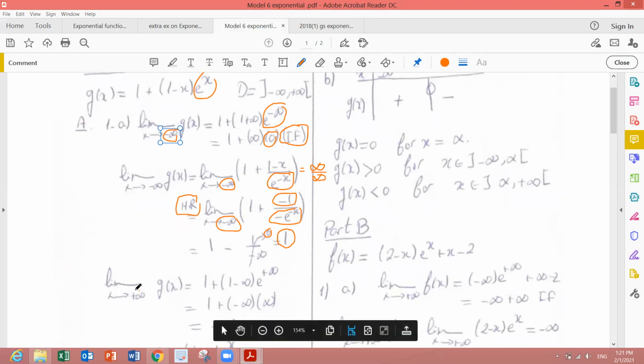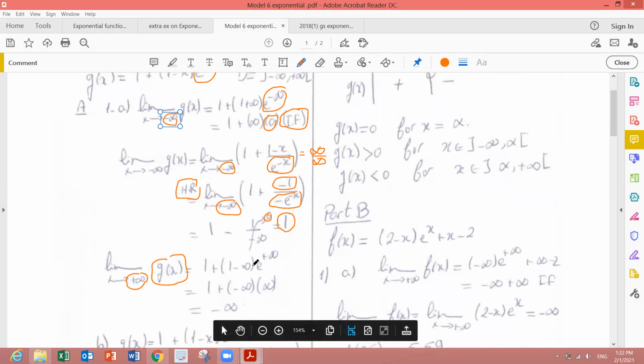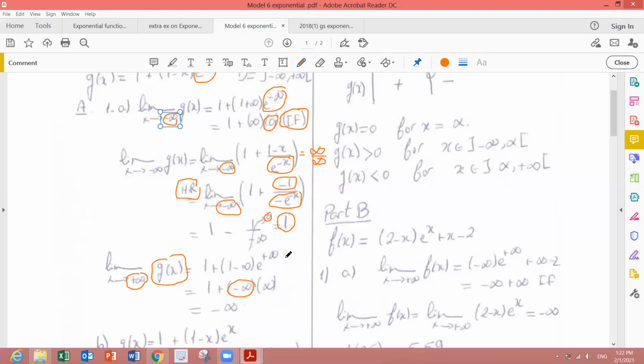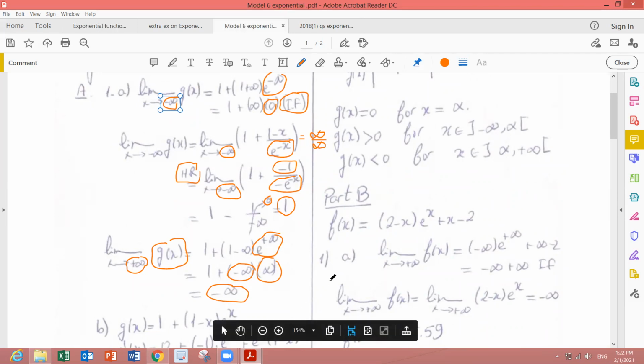Now limit as x tends to plus infinity of g(x) equal, we replace each x by plus infinity, equal 1 plus (1 minus infinity) e to the power plus infinity. 1 minus infinity is minus infinity. E to the power plus infinity is plus infinity. So we get minus infinity. Minus infinity times infinity is minus infinity.